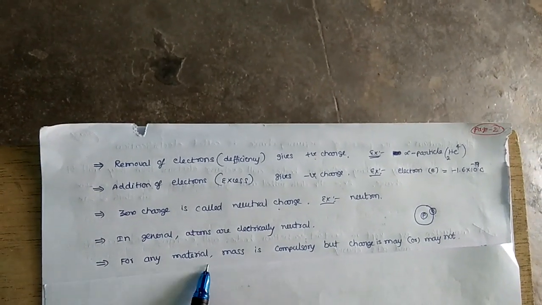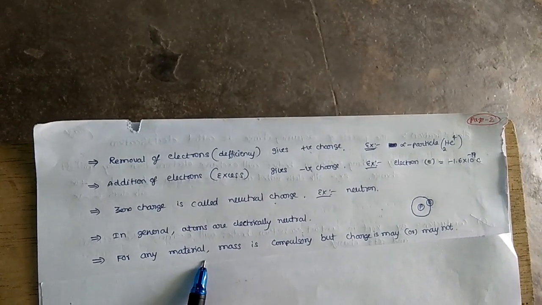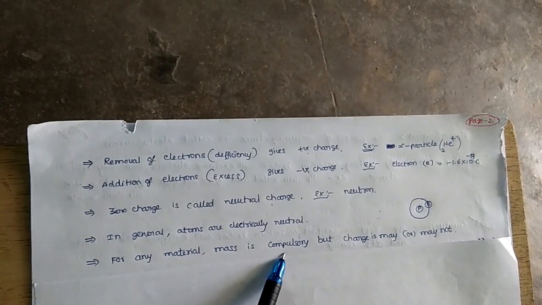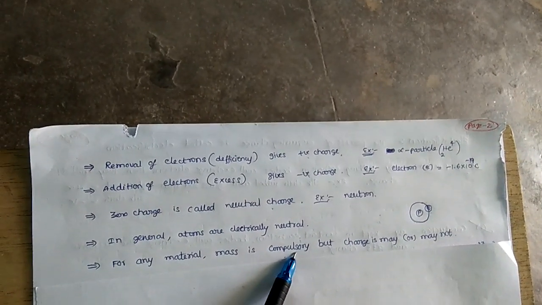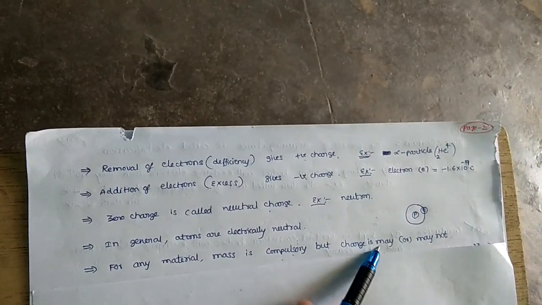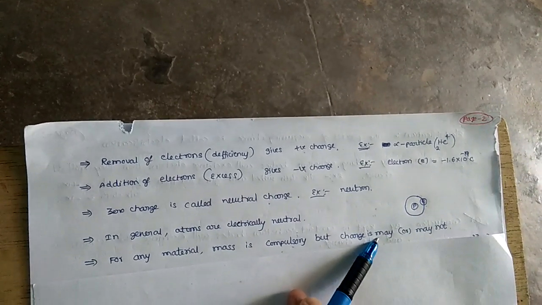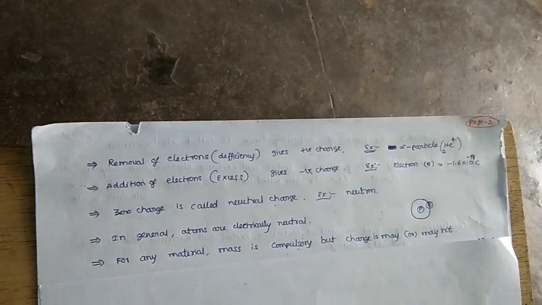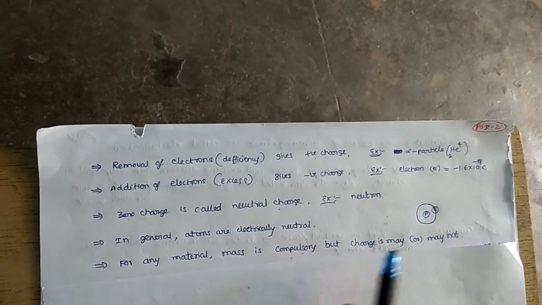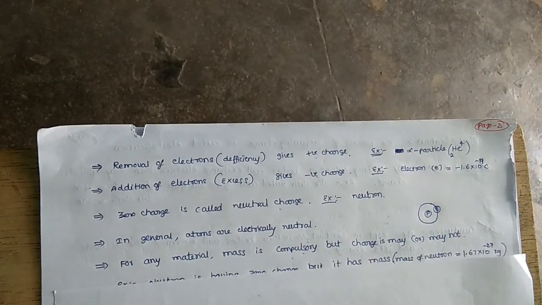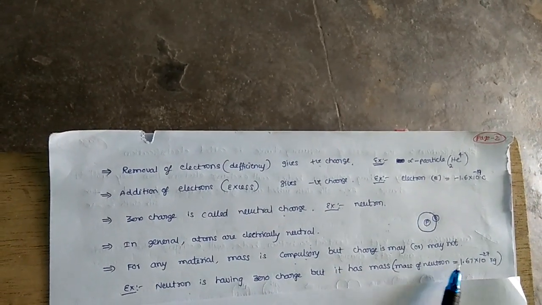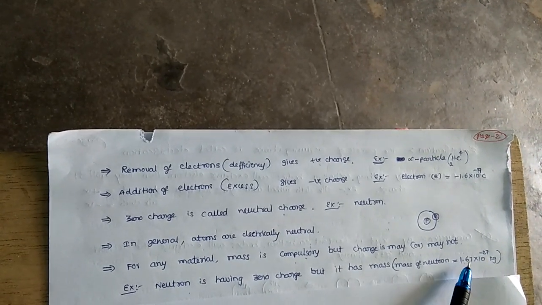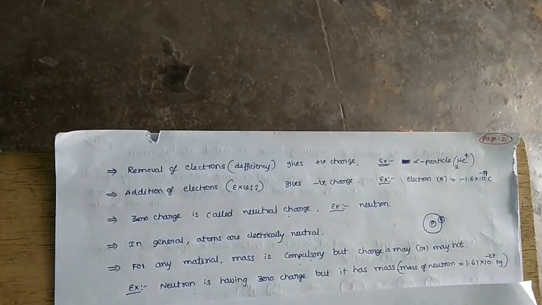Now coming to the next point, if you consider any substance or any material, generally mass is compulsory, even though mass is less. Without mass there are no particles, but charge may or may not be present. So mass is compulsory, charge may or may not be present. I am relating mass and charge here purposely. One example I am giving here is the neutron. It has 0 charge, but the mass of the neutron is like this. So mass is there, but charge is 0.